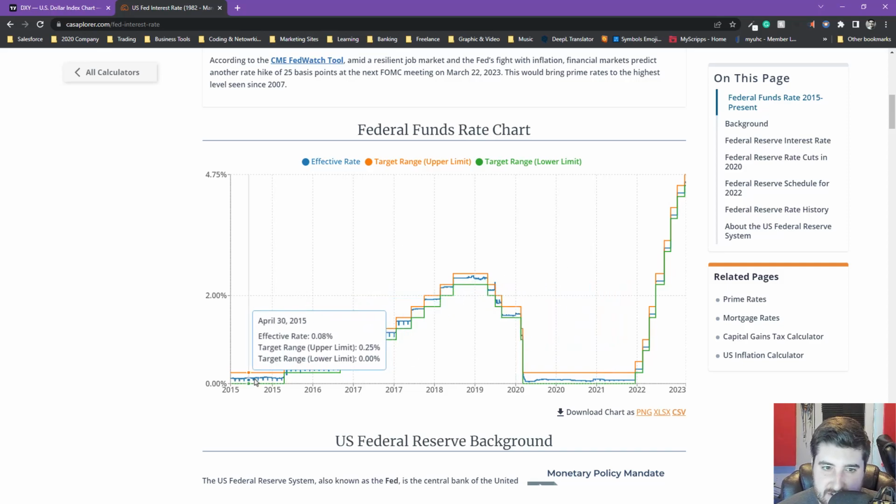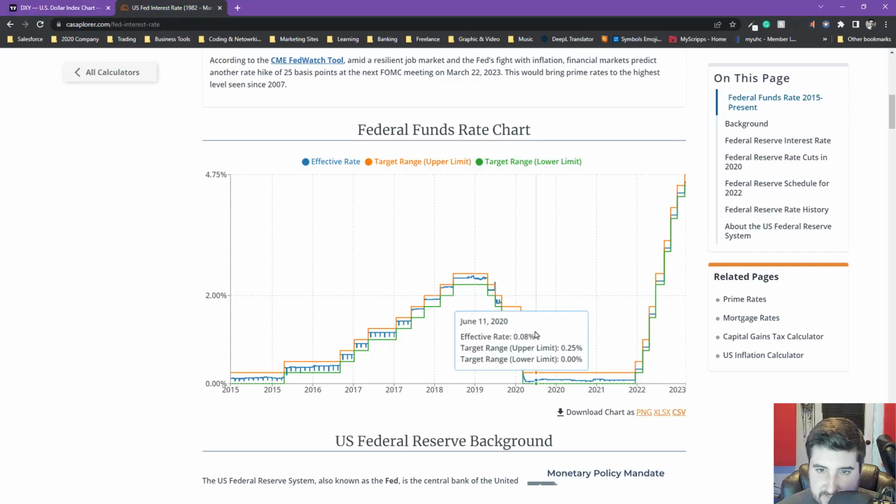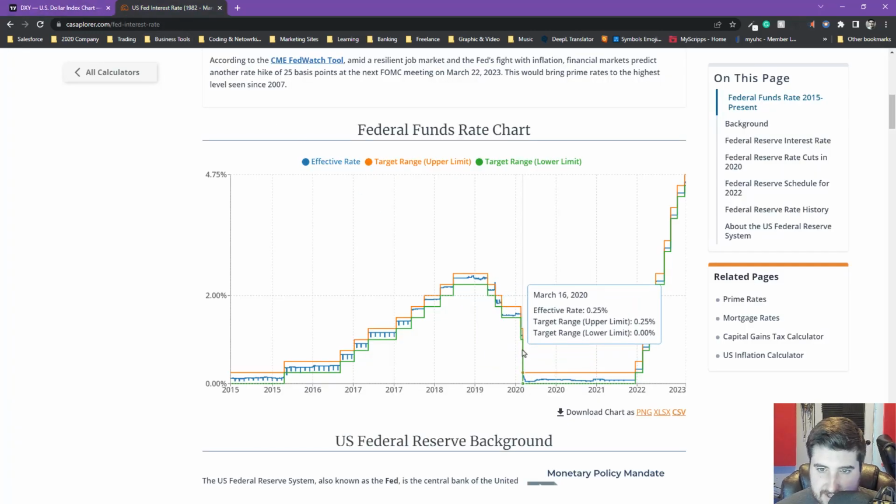And if you look here, 2015 to 2020, we don't go that far back, but all the way to 2020, you can see that general rise and then drop back off again. Clear drop off. Went from 1% down to 0.